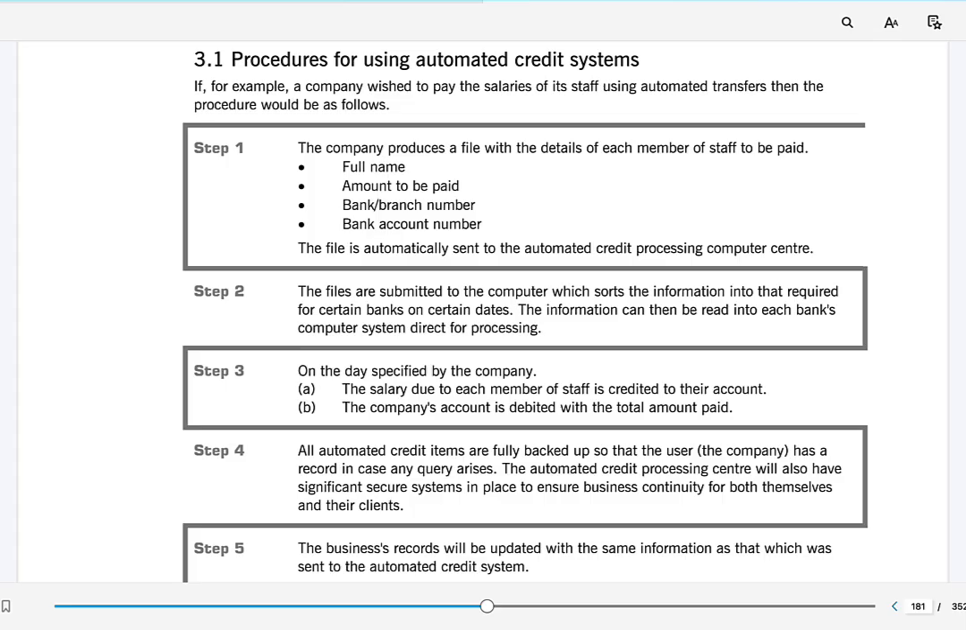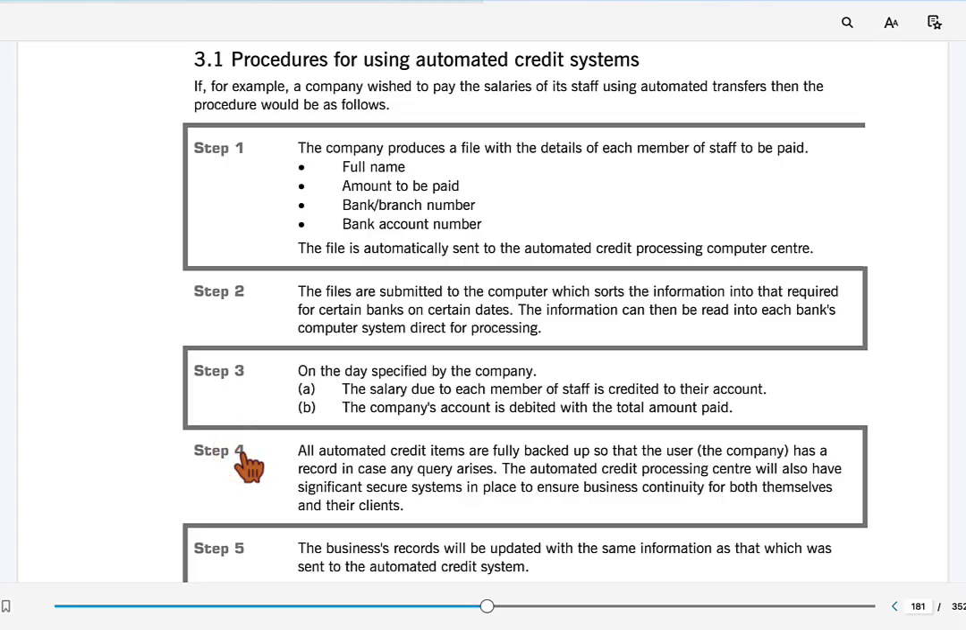Very short final recap. Step 2. Send the payment file to the automated banking system. Step 3. On the payment date, the bank credits employees and debits the company. Step 4. All automated credit items are fully backed up.